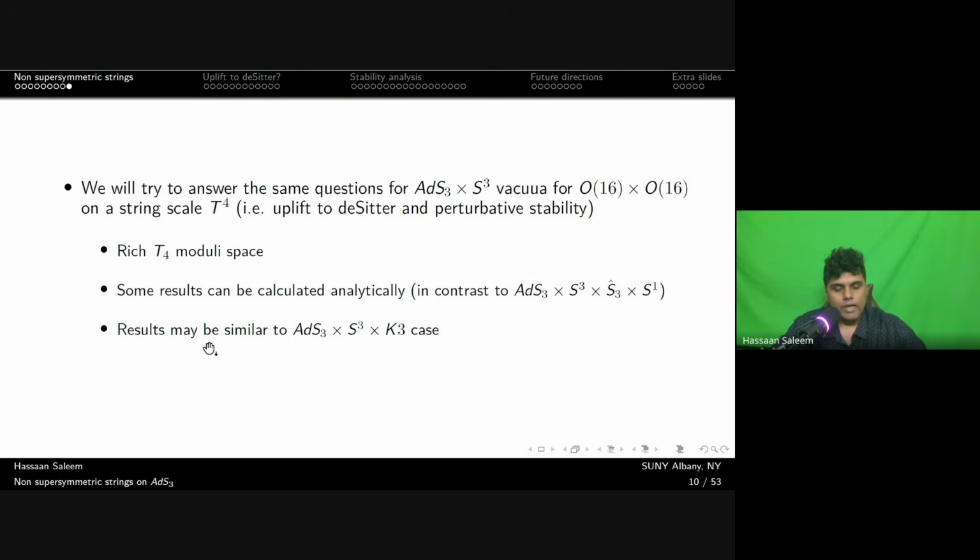So we'll ask the question: can you get an uplift to de Sitter in this particular background, and can you also see if there is perturbative stability for this background? So why are we studying this background? First of all, we are studying this background because of many reasons.